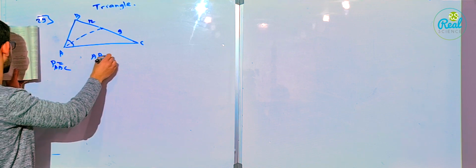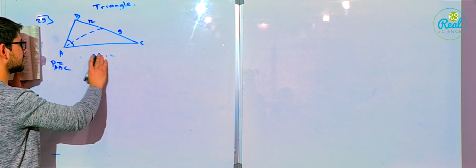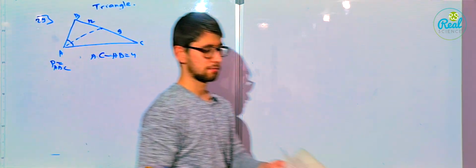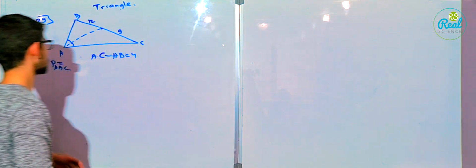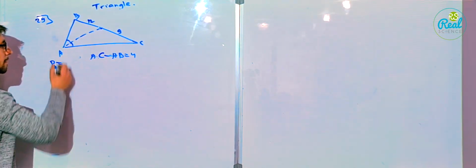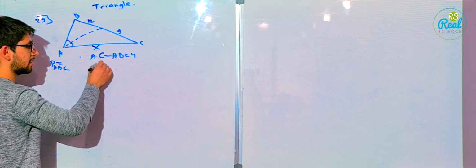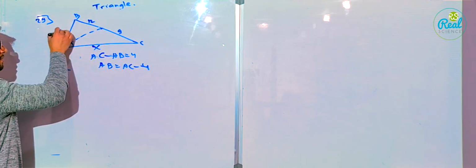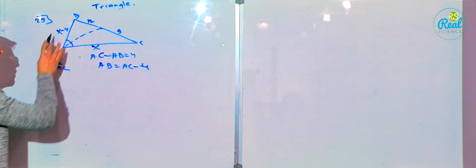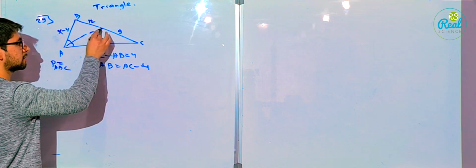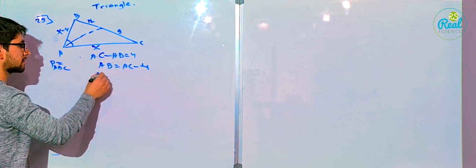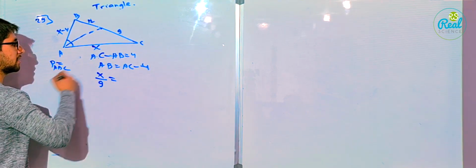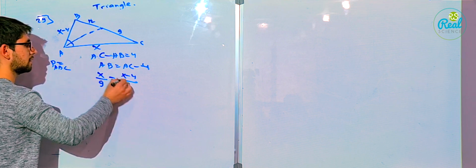If AC minus AB equals 4. Your AC is x and your AB is AC minus 4, so it's going to be x minus 4. I have told you that for the bisector, the ratio of x to its respective line segment will be equal to the ratio of x minus 4 to 12.